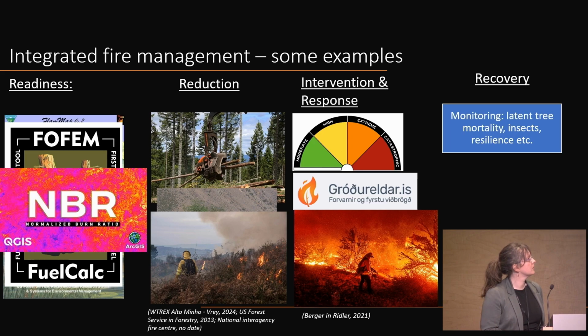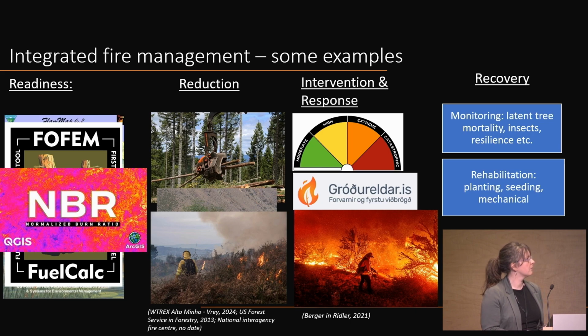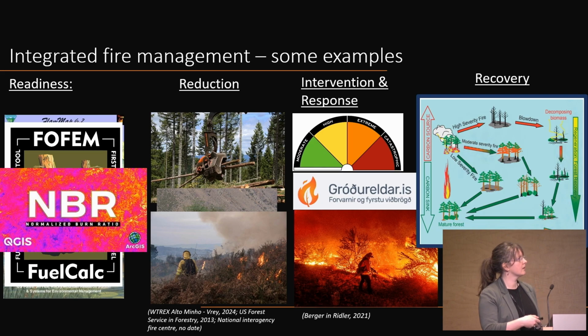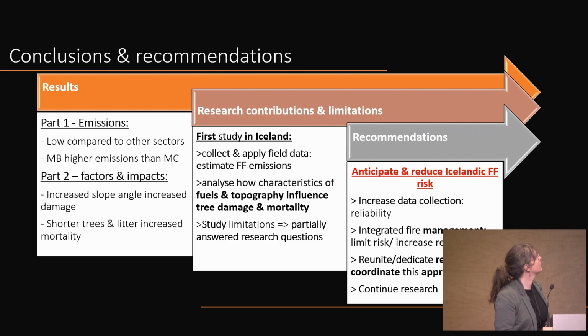And then the recovery is also important to monitor, because there's latent tree mortality. Insects can come and finish already weakened trees off. And we can also look at the resilience of certain species and how that happens in the landscape. Rehabilitation is also important. Maybe we want to plant or reseed or use other mechanical methods to restore our sites post-fire. And also looking at the actual carbon cycle, from severe to low impact fires in the landscape. So I hope that it's kind of clear.